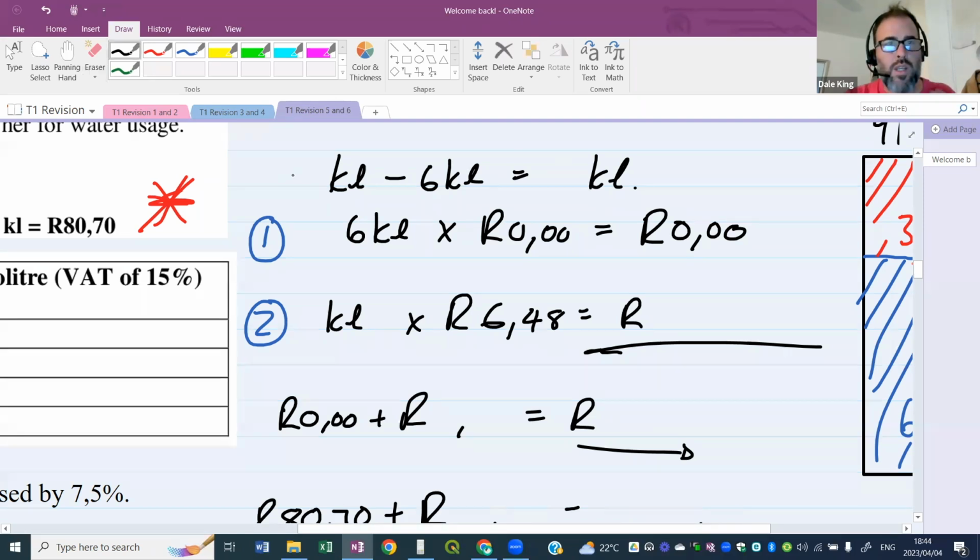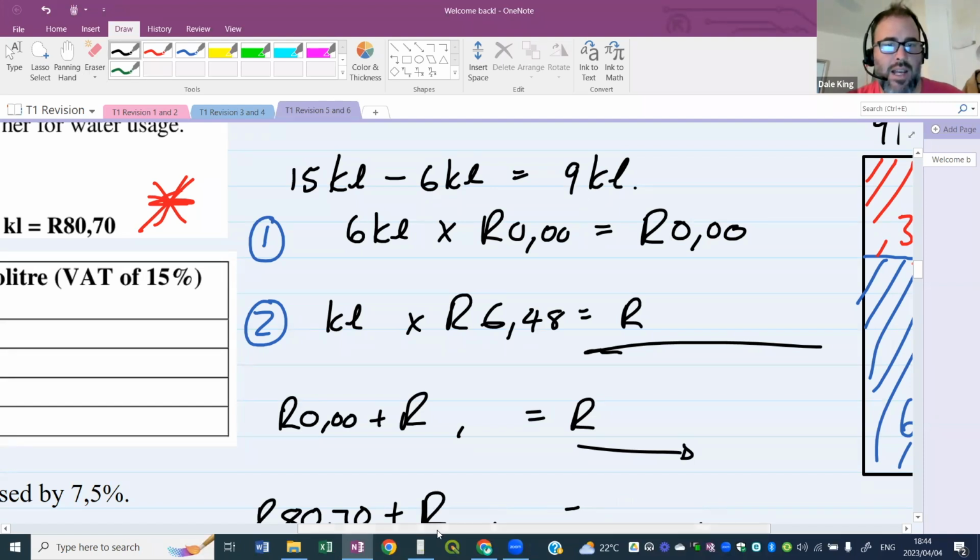Okay. So we're going to put 15 in the front. So we've got 15 kiloliters. We need to remove 6 because 6 is free. So 15 minus 6, that means we've got 9 left. That 6 is free. I charge it at 0 rands. I got 0 rands as an answer. I still have 9 left.